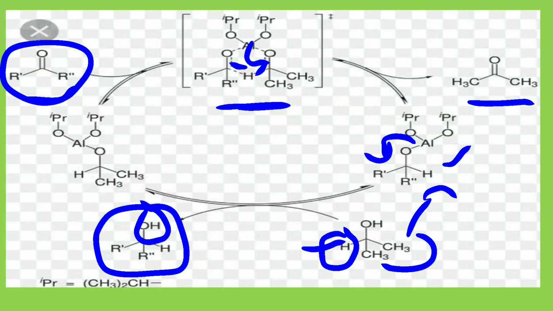That means this is a cyclic reaction, a catalytic reaction. That's why our catalyst increases the rate of reaction without being consumed in the reaction, and in every cycle we add the ketone and it rapidly gets converted into the alcohol. This is the mechanism.